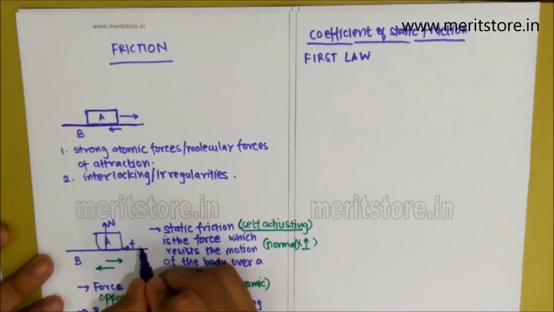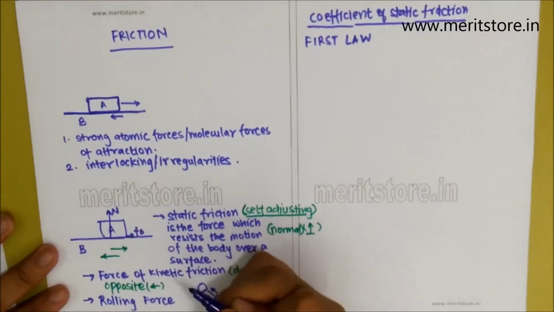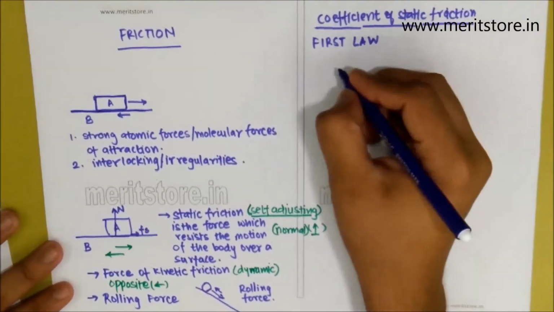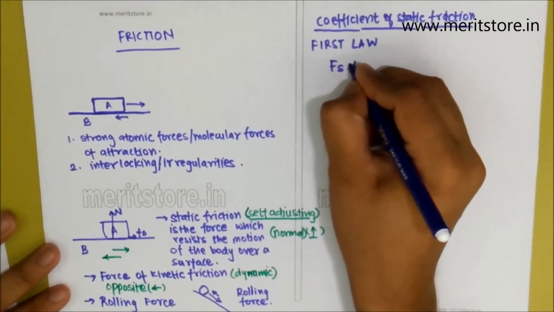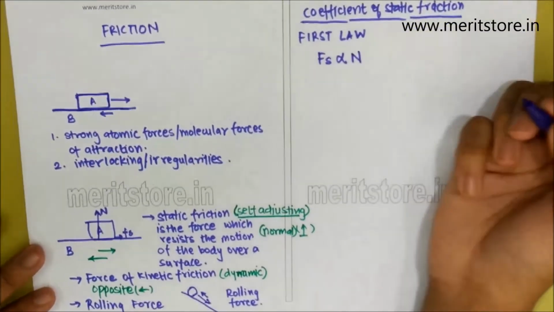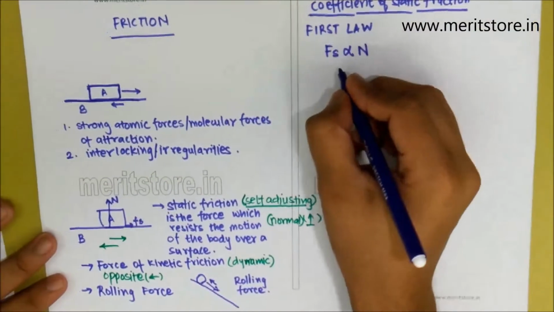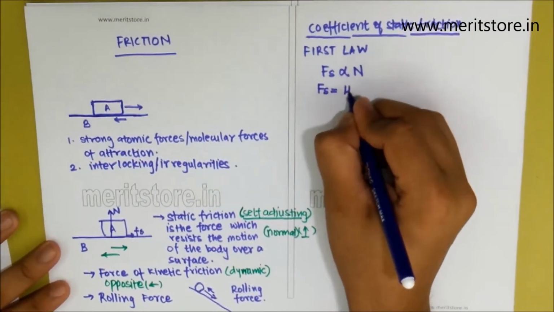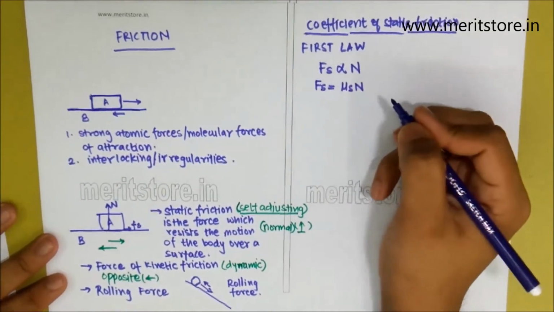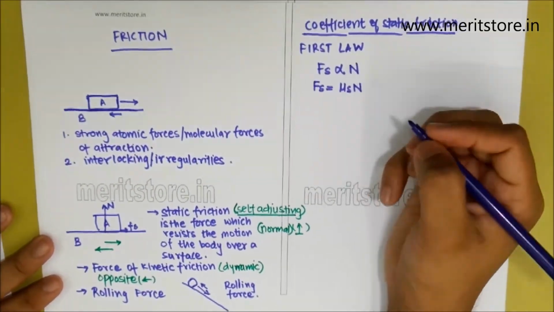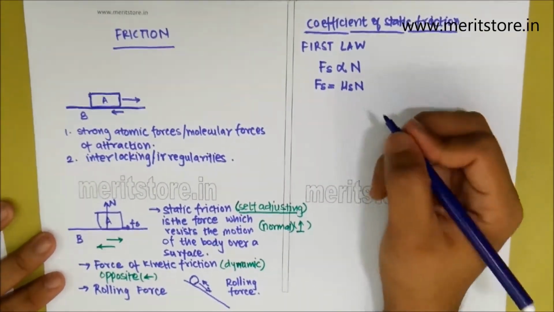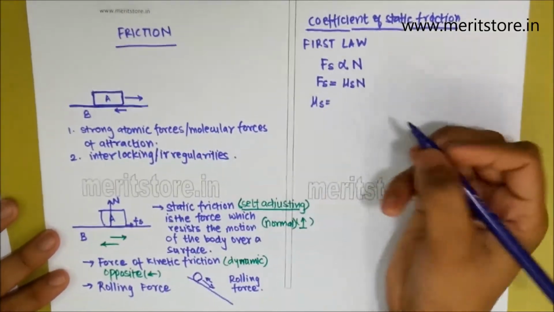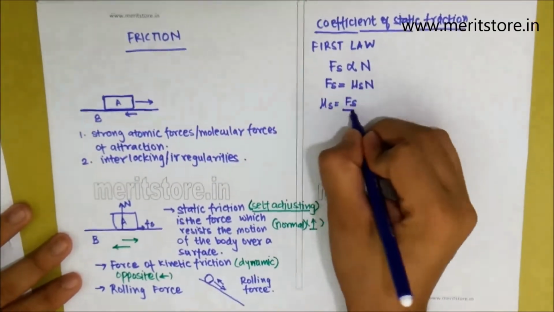we have Fs. So we have Fs which is directly proportional to N, and we remove this constant of proportionality which makes Fs equal to mu s times N, where mu s is called the coefficient of static friction. So we can also say mu s is equal to Fs divided by N.